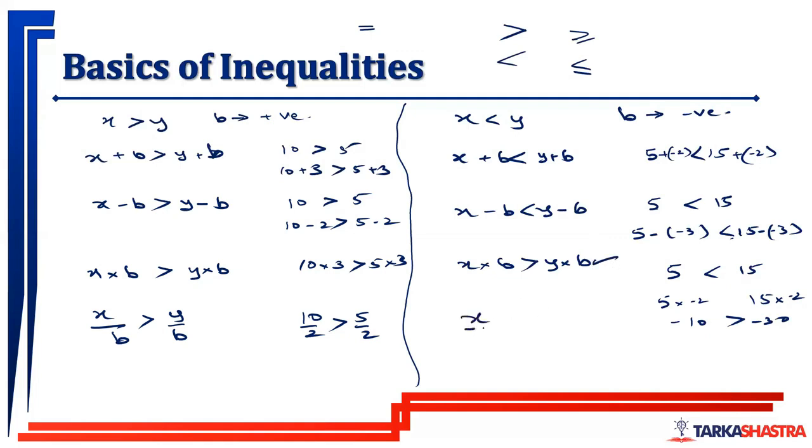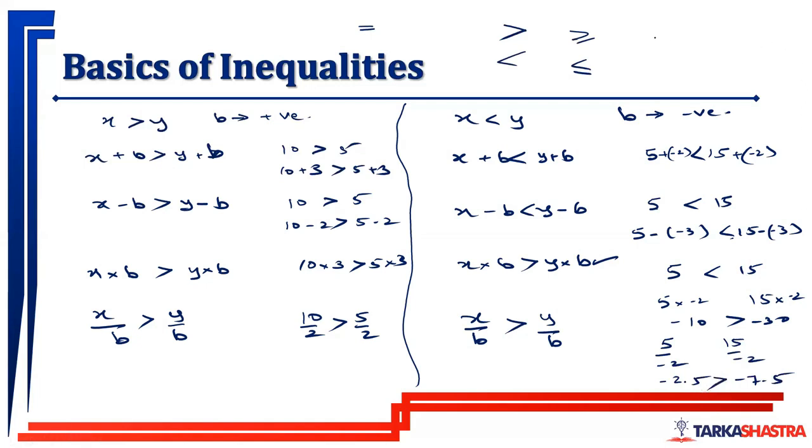Next thing, if I divide by this negative value, still the inequality will change its nature. So 5 upon minus 2 and 15 upon minus 2. This is minus 2.5 and this is minus 7.5. Minus 2.5 is obviously greater than minus 7.5.